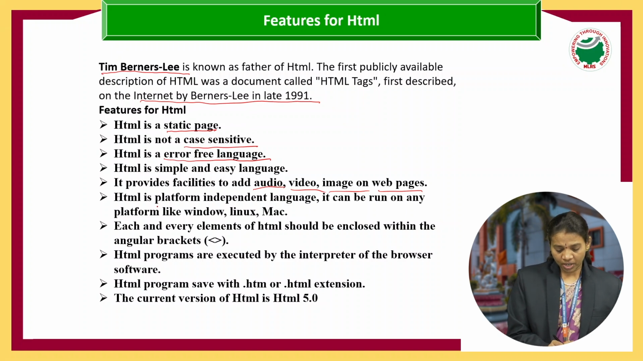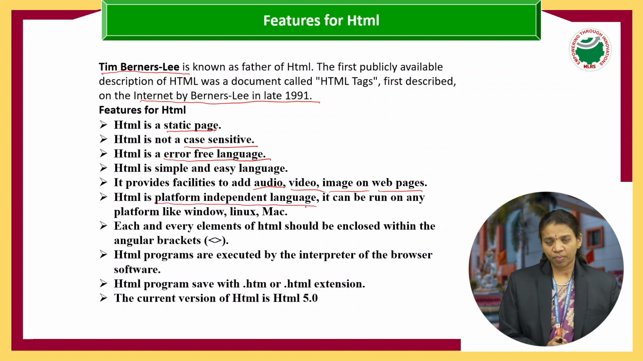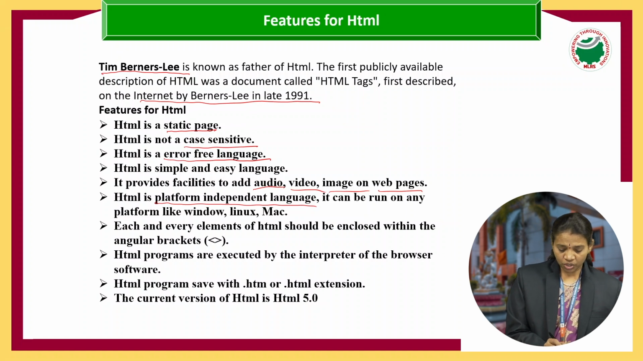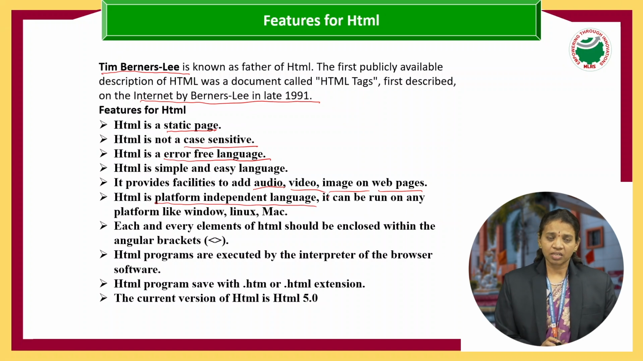HTML is platform independent. What is meant by platform independent? Generally, any programming language like C, C++, Java is purely based on a compiler or purely based on an interpreter. Whereas HTML is browser oriented. That's why the HTML language can work on any platform. That's why HTML is called platform independent. That means it can run on any operating system like Linux or Windows.